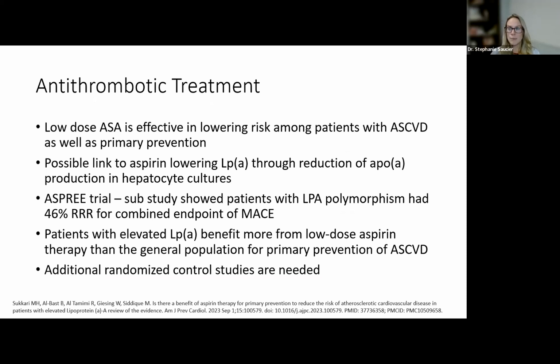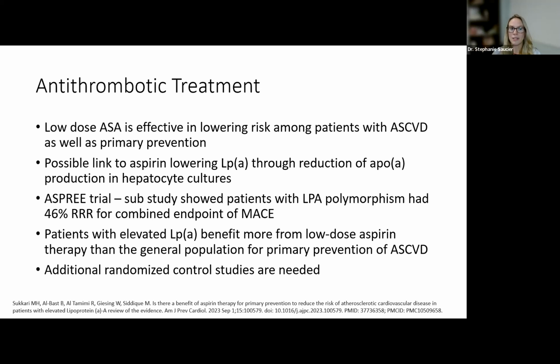Low-dose aspirin has been effective in lowering the risk among patients who have ASCVD, as well as primary prevention. This is something that we know. Now, there's a possible link to aspirin lowering Lp(a) levels through reduction of ApoA production in hepatocyte cultures. However, this is possible, and we still need more studies to really define this.